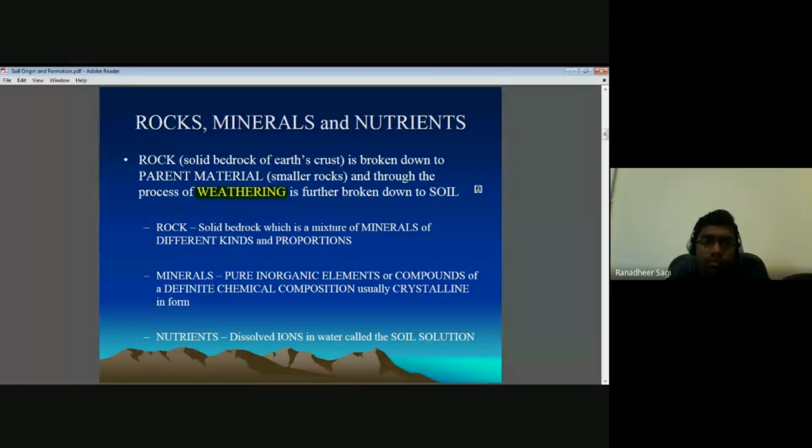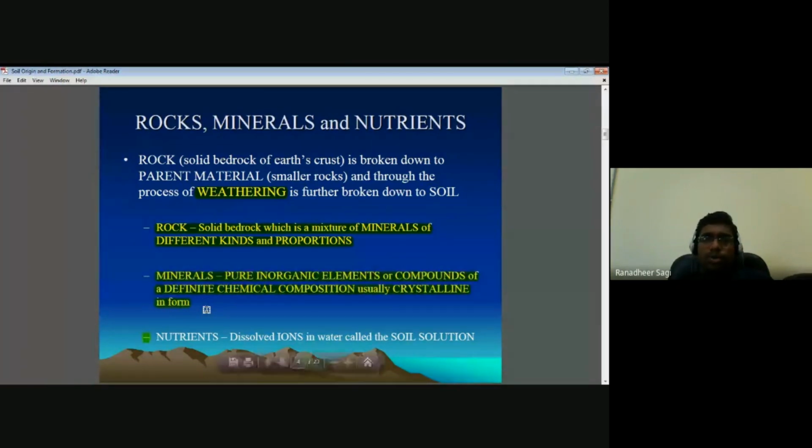Rock is basically a solid bed which is a mixture of minerals of different kinds and proportions as well as properties. Once you start talking about rocks, there will be different compositions of minerals present. Depending on the minerals present and their chemical composition, you will have different types of rocks evolving. And with different types of rocks, the weathering process of those respective rocks, the so-called soil formation, would also result in different types of soils.